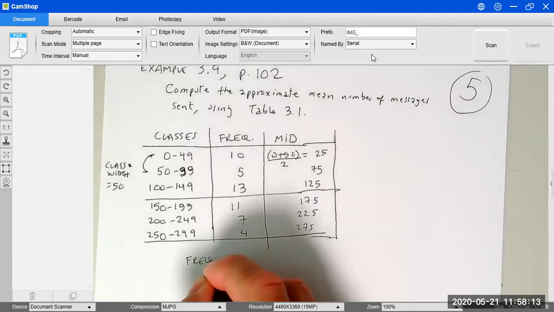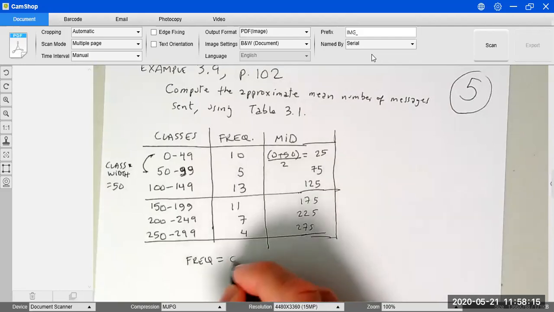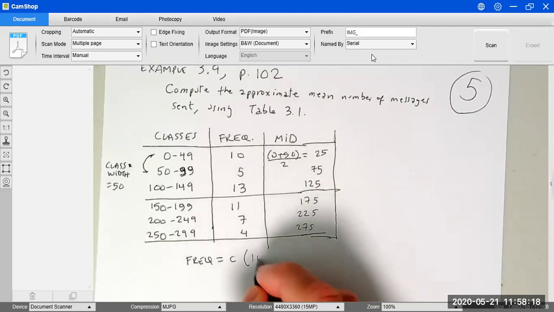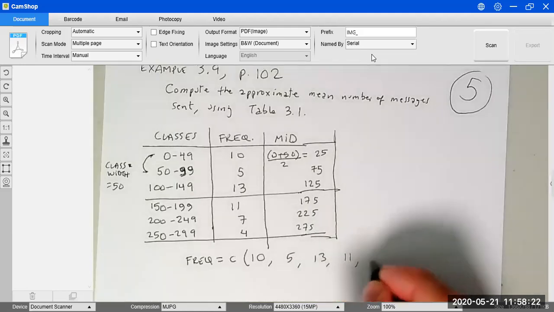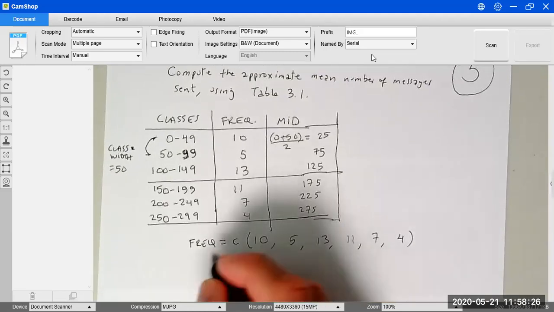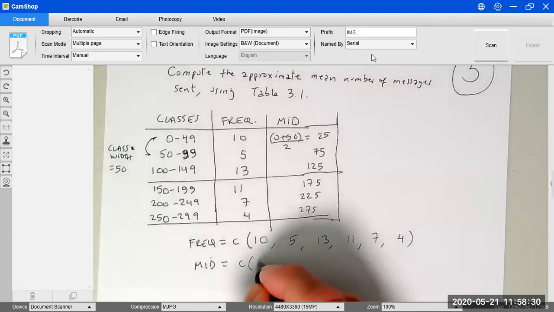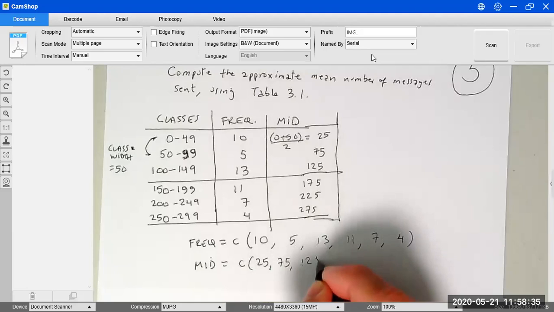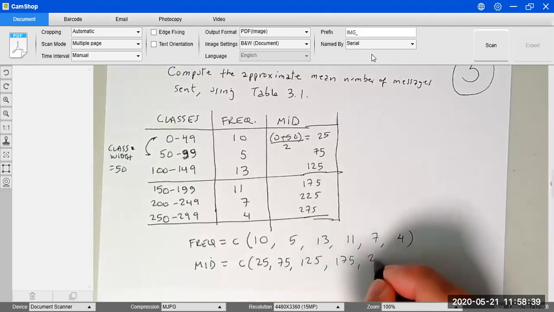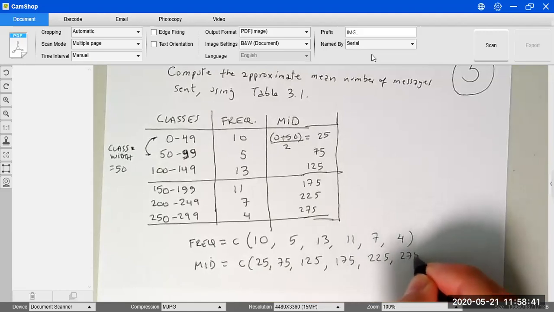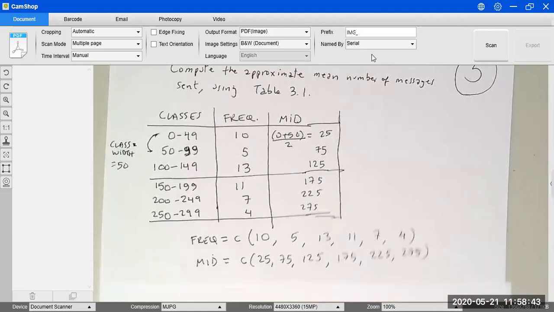So we're gonna write frequencies. It's gonna be a collection of 6 values: 10, 5, 13, 11, 7, and 4. Then we have midpoints, which are gonna be a collection of these values: 25, 75, 125, 175, 225, and 275. Then we're gonna use our formula.